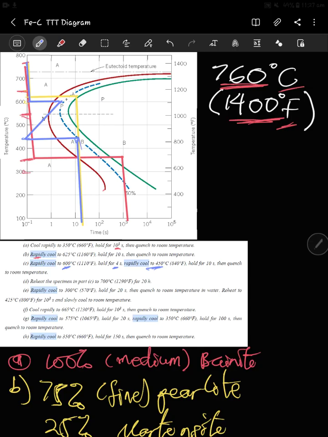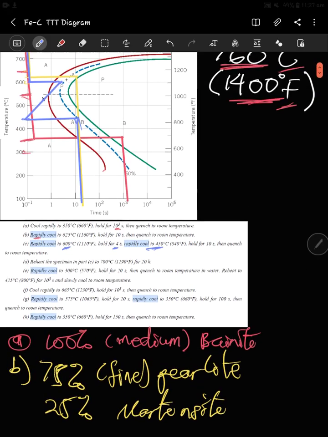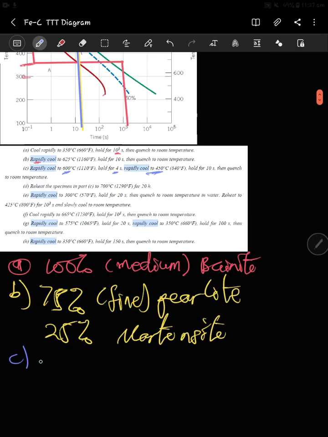So we have 100% austenite. Then what? We have about, let's say, 50% converting to what? What's the name? Fine pearlite. So C, we have 50%. I'm using F for fine, right? F pearlite.